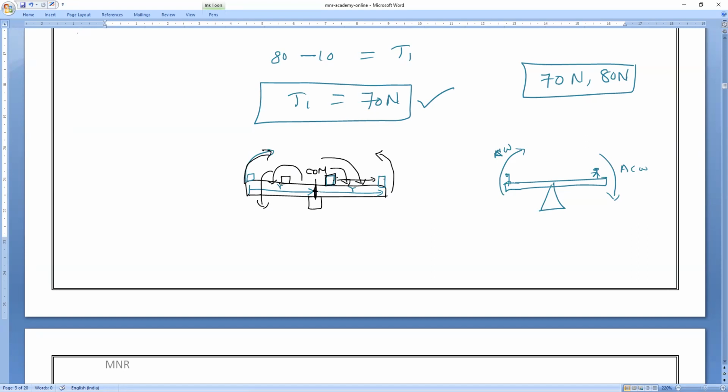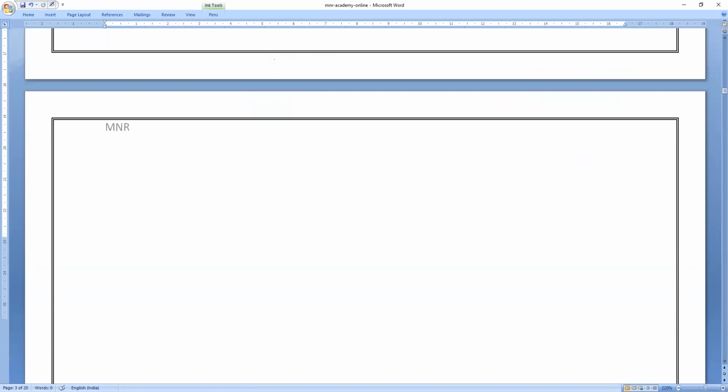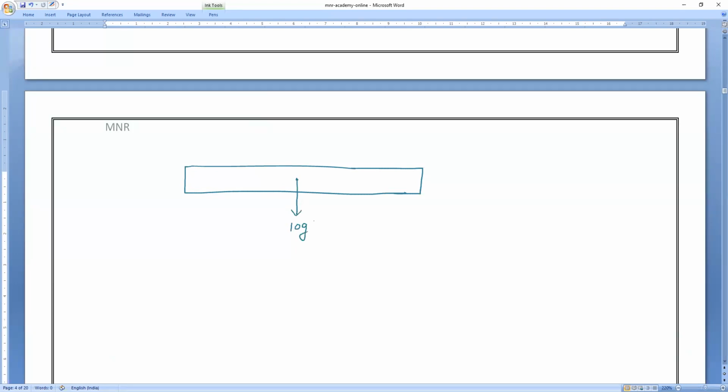Now the same question we can solve in another way. Let us see how you can find these things. So let us imagine again, there is a rod. We all know that exactly at the center, something is acting. What is that? Weight of the body, that is 10g. And there is another body present. What is its weight? 5g. Clear? And this is the tension T1.